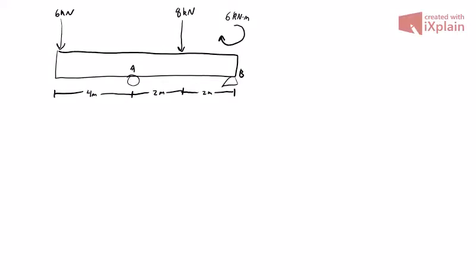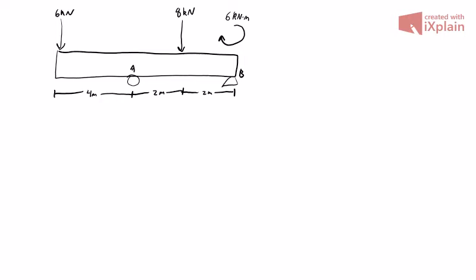All right, this is lesson 26, example problem 4. So we have a beam supported by a roller at point A, a pin at point B. It has a 6 kilonewton downward force on the left side, an 8 kilonewton downward force kind of in the middle right, and then a 6 kilonewton meter applied moment.